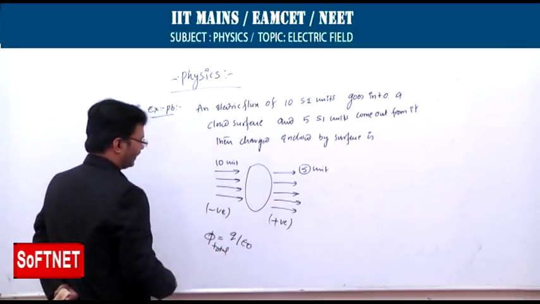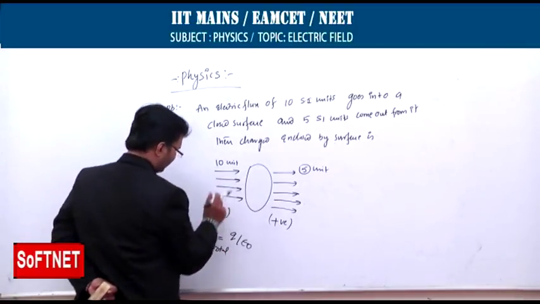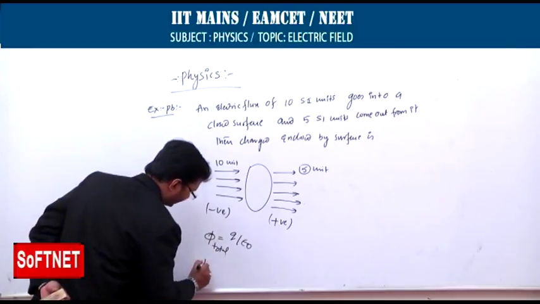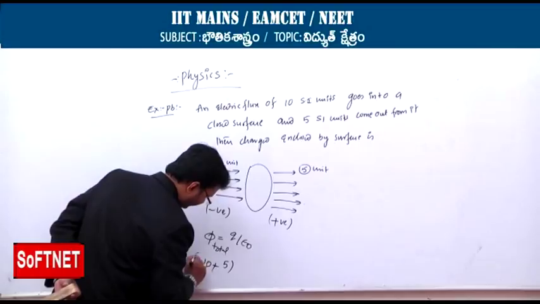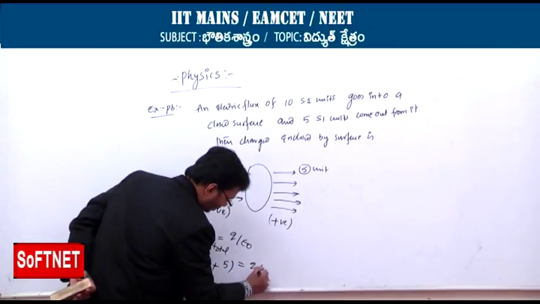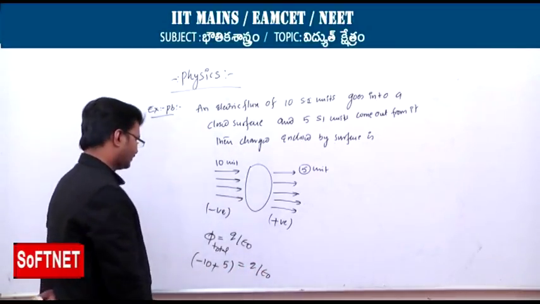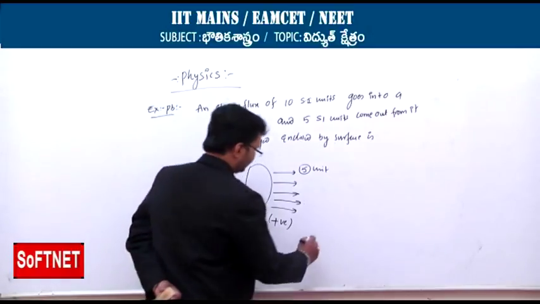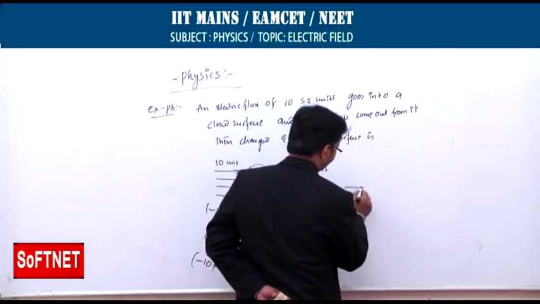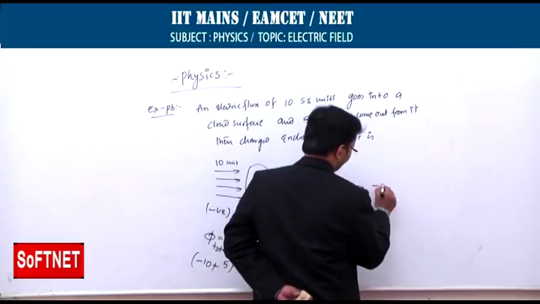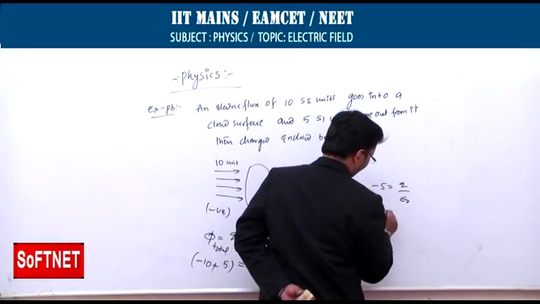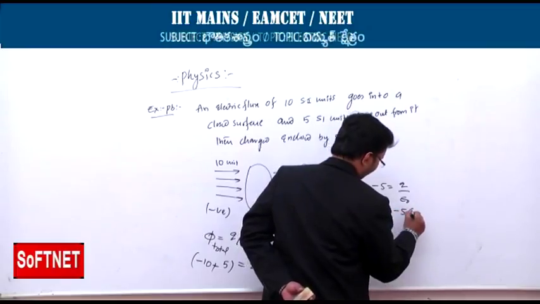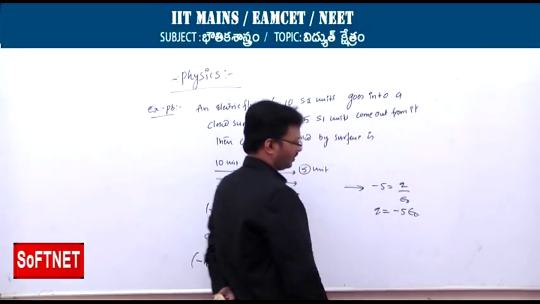Now according to the Gauss law, total flux is equal to Q by epsilon naught. Is it right? Phi total. Now this is negative, so minus 10 plus this is plus 5 is equal to Q by epsilon naught. Minus 10 plus 5 is nothing but minus 5, equal to Q by epsilon naught, then Q is equal to minus 5 epsilon naught.